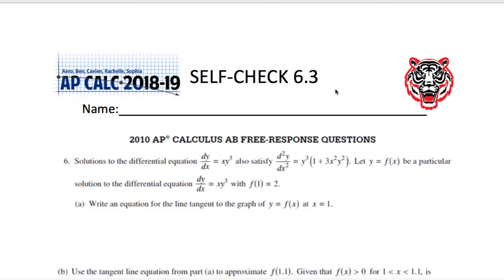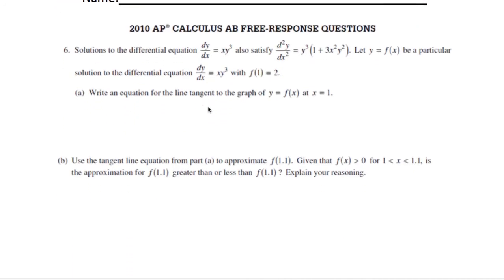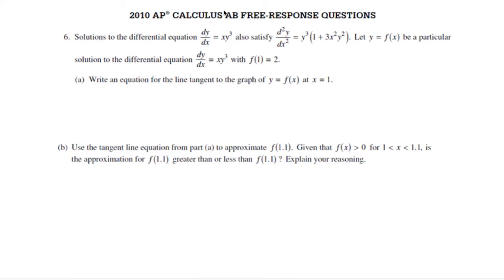Calculus! We are in AP Calculus, self-check 6.3. We are doing 2010 number 6. So the equation of the line tangent, so immediately when you do this one, you should be starting out by writing y minus y1 is equal to the slope times x minus x1.